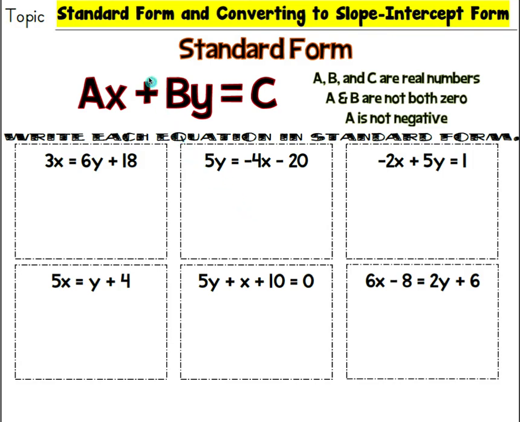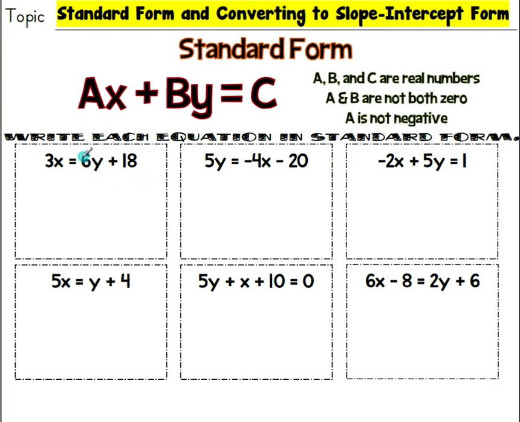We are beginning our work with standard form as well as continuing to convert equations into slope-intercept form. So in standard form, we have the equation ax plus by equals c, and some specifics about standard form are listed here as well. So a, b, and c are real numbers, a and b are not both 0, and a is not negative. So some of the things that you can recognize about standard form is that our term with our x and the term with our y are both on the same side of the equation, and then our constant is on the other side of the equation.